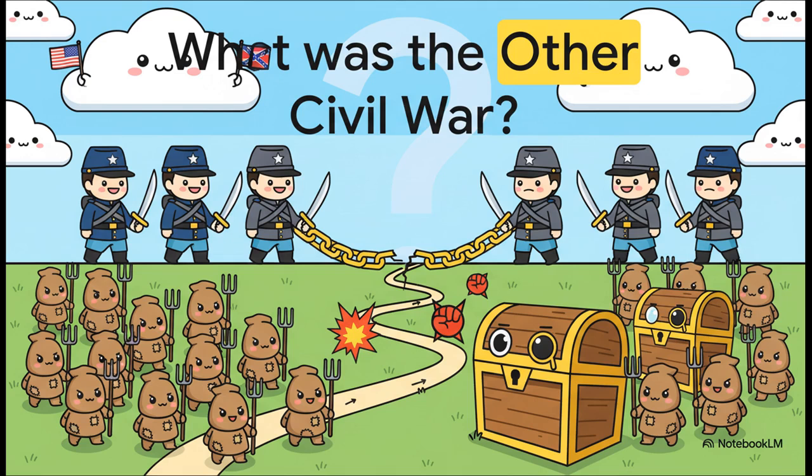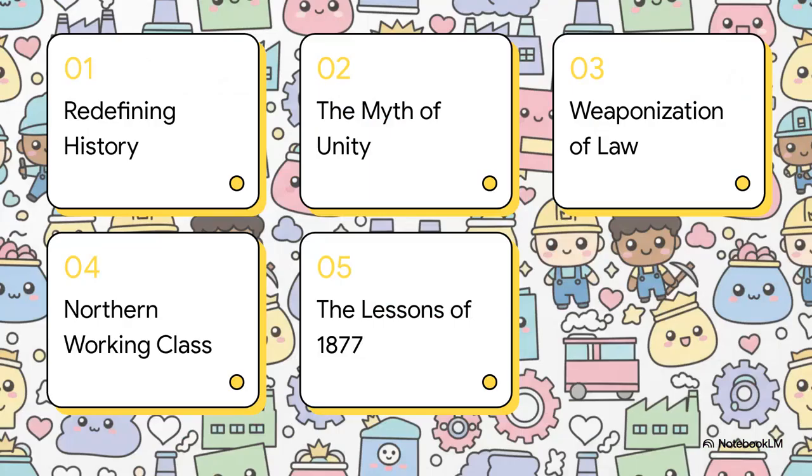So that brings us to the big question. What exactly was this other Civil War? Well, according to the source material, while the Union and Confederate armies were literally battling over the future of the nation and the institution of slavery, there was a parallel war being waged at the exact same time. It was a war of the poor against the rich, an ongoing cross-regional rebellion against the dominant political and economic forces of the era. To unpack Zinn's arguments, we'll follow this quick roadmap.